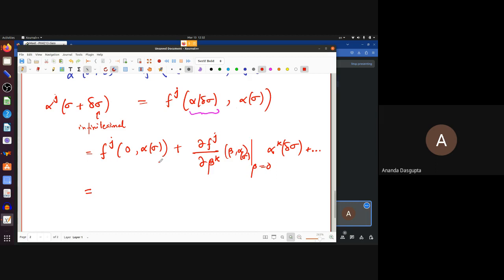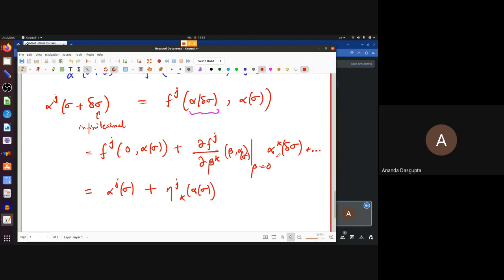So how much is this? fj of 0 comma alpha sigma, how much is that? Alpha j of sigma. Good. And what about this quantity? What is this? Derivative of the functions representing the group product with respect to the first bunch of arguments. Yes, what are these? These are nothing but eta jk's at alpha sigma.